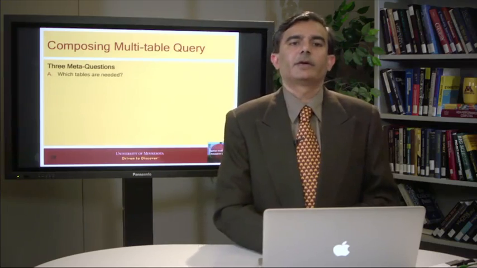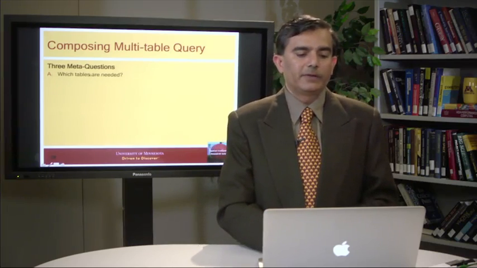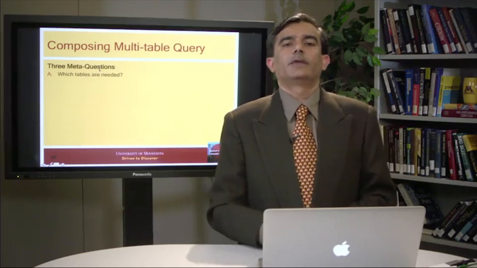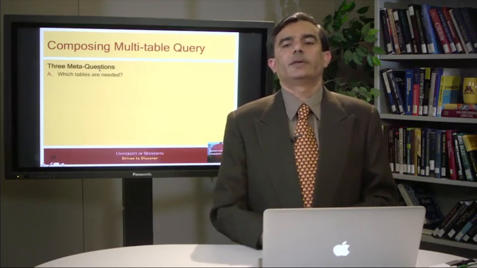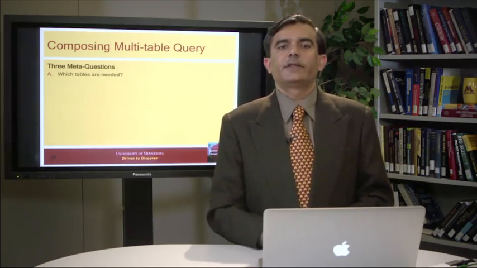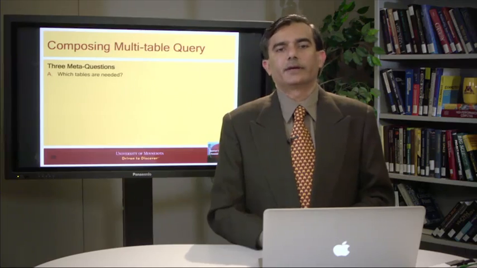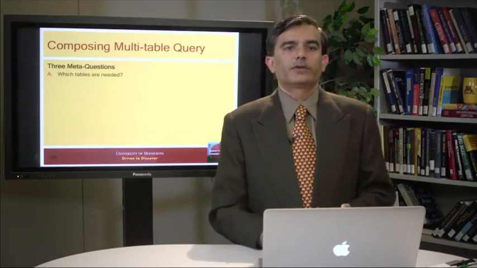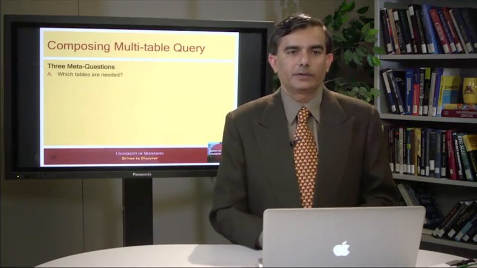So here are the 3 meta questions. We always begin with the from clause. Okay? And in the from clause, your meta question is which tables are needed to answer a query. Okay? So in our schema, there were 3 tables, country, city, and river. So we will go through those tables one by one for any query at hand.